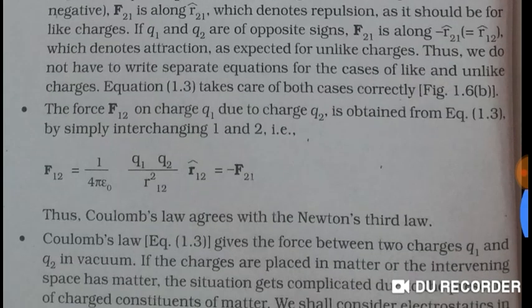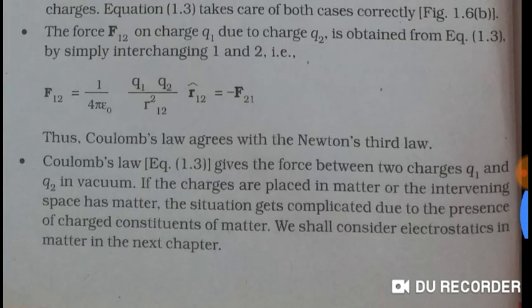See figure 1.6b. The force F12 on charge q1 due to charge q2 is obtained from equation 1.3 by simply interchanging 1 and 2. That is, F12 = (1/(4πε0)) q1 q2/r12² r12 caret = -F21. Thus, Coulomb's law agrees with Newton's third law.